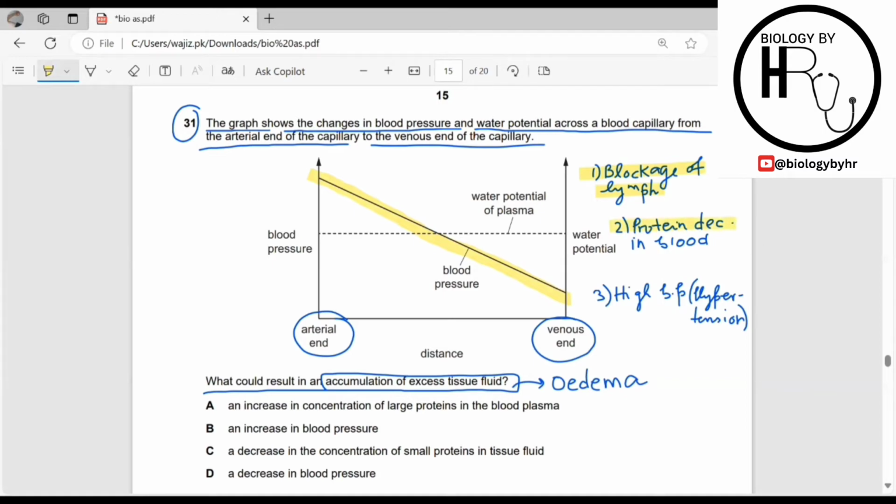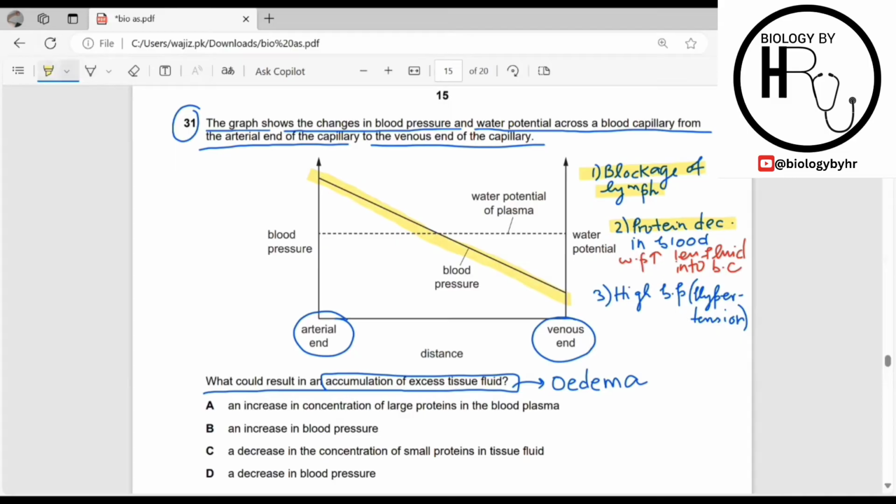The second factor is that the protein decreases in the blood. We know that as the protein concentration in the blood decreases, the water potential in the blood is going to increase. And as the water potential in the blood increases, less tissue fluid will return to the capillary as the water potential gradient is not maintained. Less fluid goes into the blood capillary.